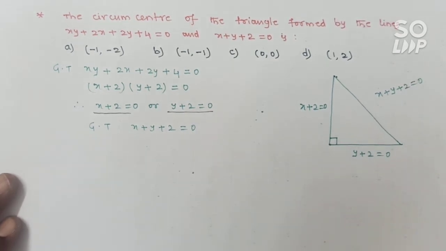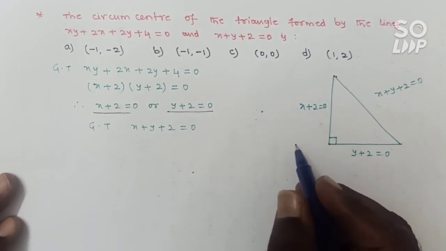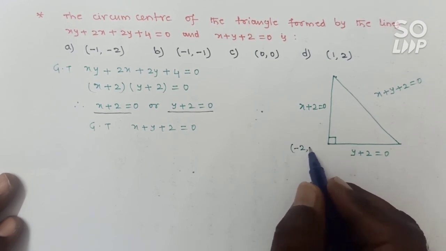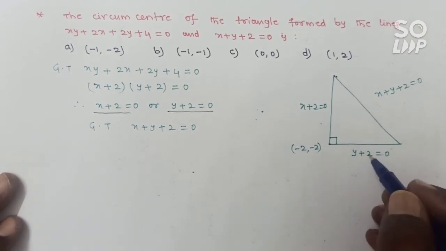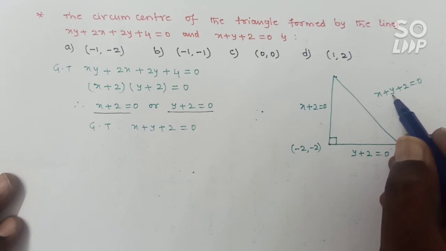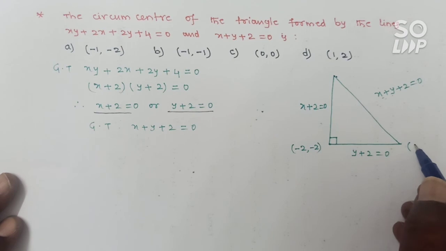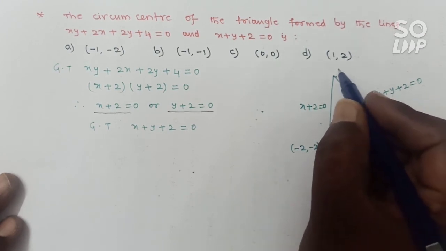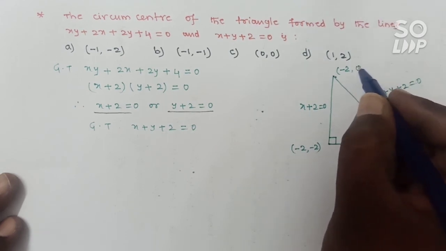Clearly this is a right angle triangle. Now this vertex is nothing but the point of intersection of the perpendicular sides, minus 2 comma minus 2, right? And by solving this one and this one, if we write y is equal to minus 2, that means x will be equal to 0. So that is 0 comma minus 2. And if we write x is equal to minus 2, this value will be minus 2 comma y is equal to 0.